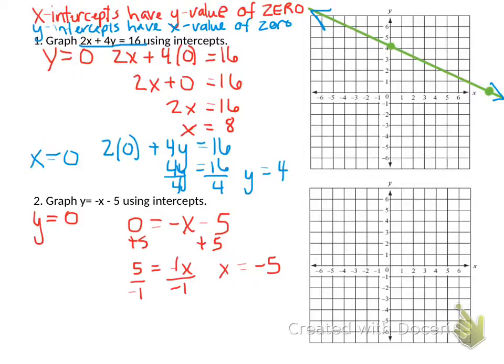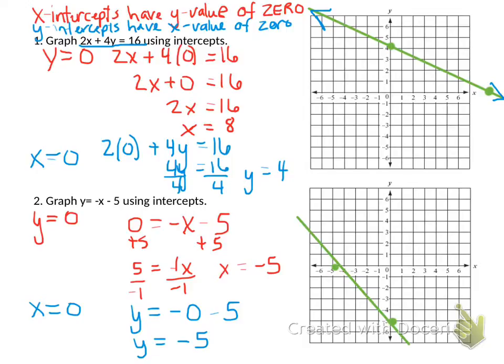I've got an x-intercept of negative 5. All right, and now for the y. The y-intercept has an x value of 0, so y equals, not 0 equals, y equals negative 0 minus 5. We know the negative 0 is just 0, so y equals negative 5. So we've got our other intercept at y equals negative 5. Connect the dots, and you've got your graph.